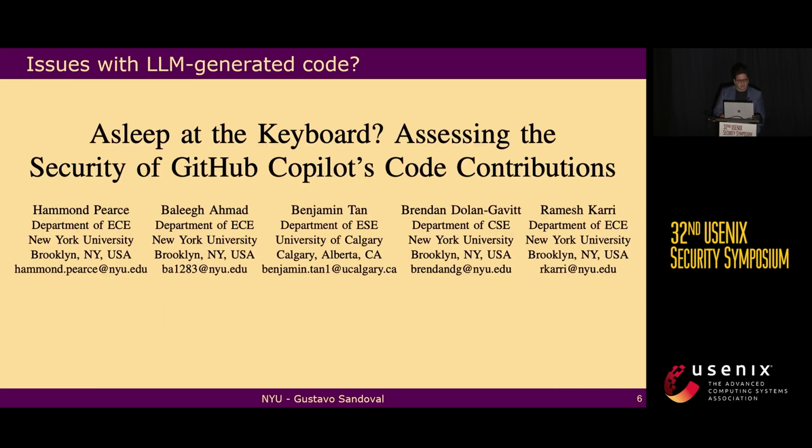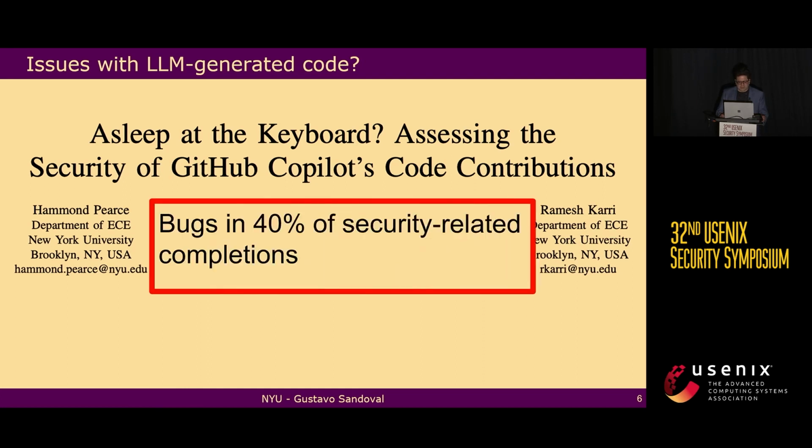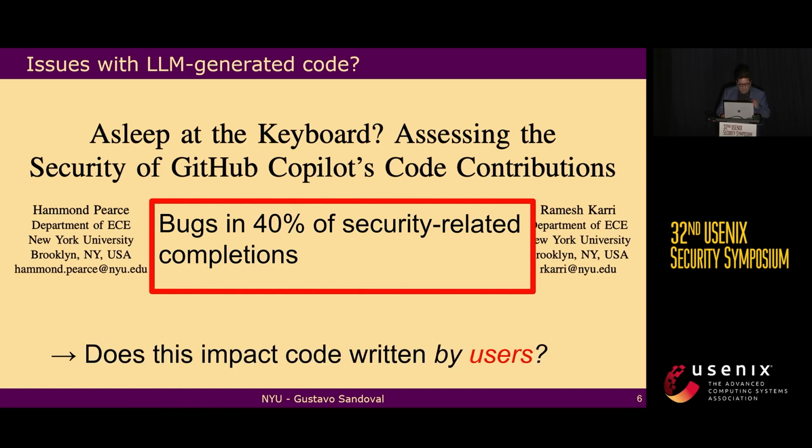What inspired us was some of our previous work, such as Asleep at the Keyboard, that found that 40% of security-related code produced by Copilot is vulnerable in security scenarios. This raises the question: are users impacted by the buggy suggestions? In our work, we found that this is not the case, and that when a programmer uses AI as a coding assistant, the incidence rate of severe bugs does not increase. In the rest of the presentation, I will go over how we determined this.